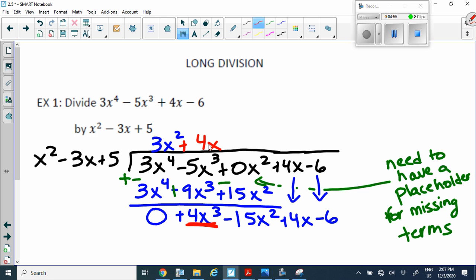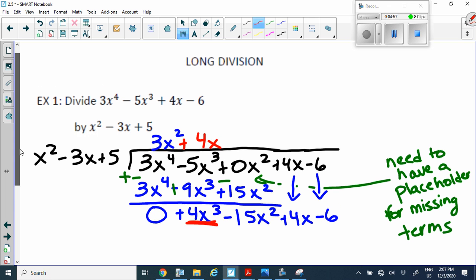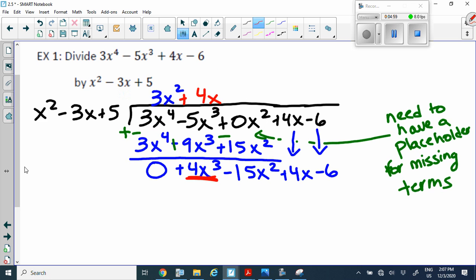Okay, so now I do my 4x times the x squared. That is going to give me the 4x cubed. Then I take my 4x and multiply by everything else. So I'm going to do 4x times negative 3x, which gives me negative 12x squared, and 4x times positive 5, which gives me plus 20x.